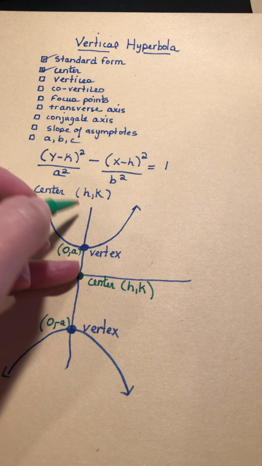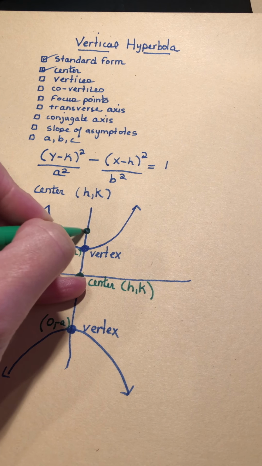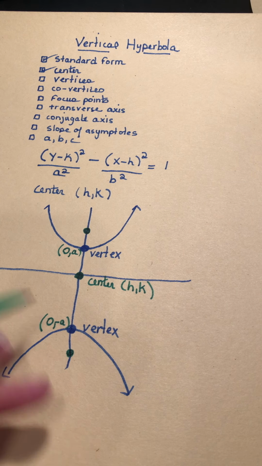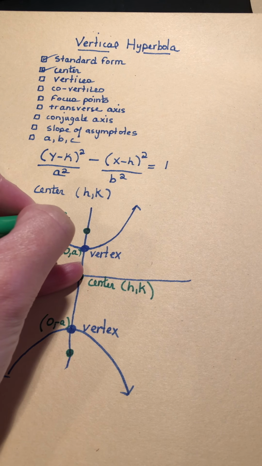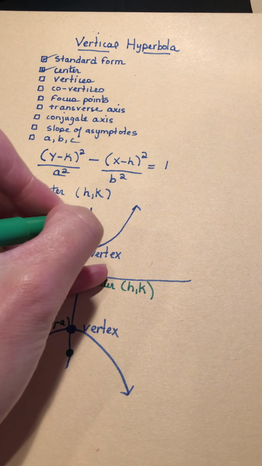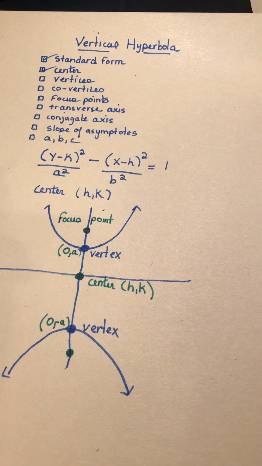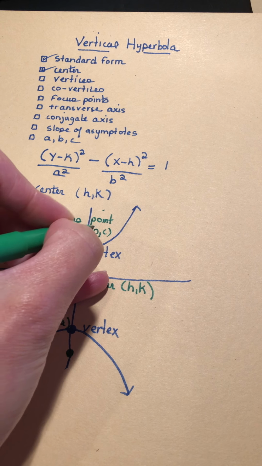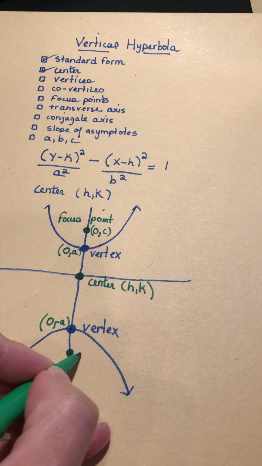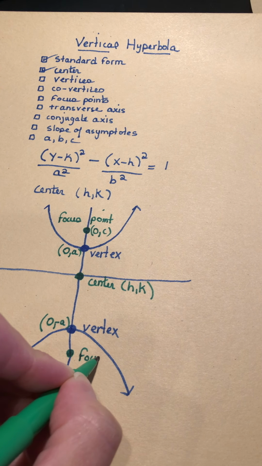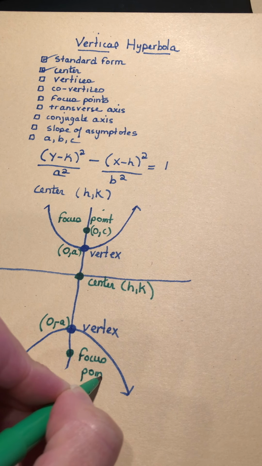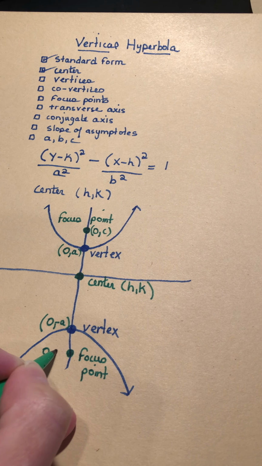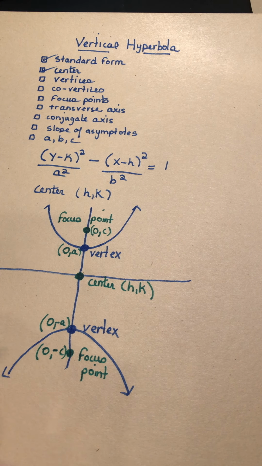And the focal points are in a similar position. They're going to be inside each of the parabolas. So this is a focus point. And you may have also guessed that that's going to be labeled 0, C, right? C is always associated with a focal point. Here's another focus point. And this is the point 0, negative C, okay?